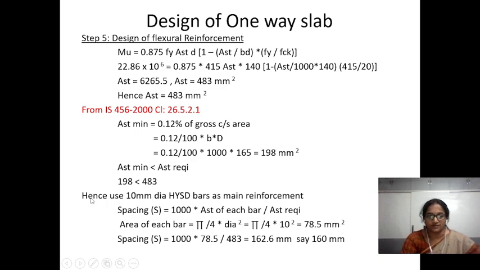So it is okay. With this value I have assumed the bars as 10 mm diameter bars as main reinforcement. Now I want to calculate the spacing. For spacing there is a formula: 1000 into AST of each bar by AST required.